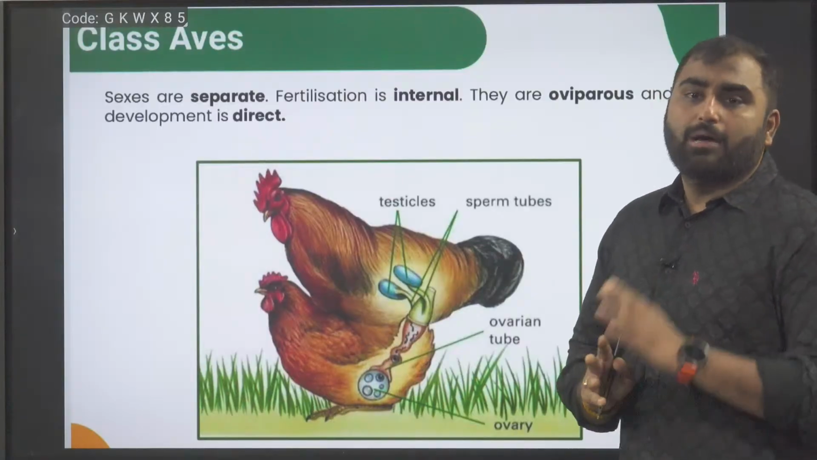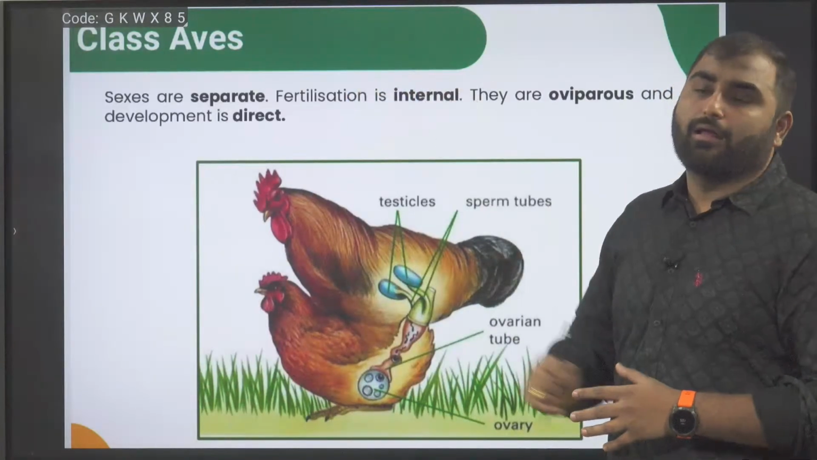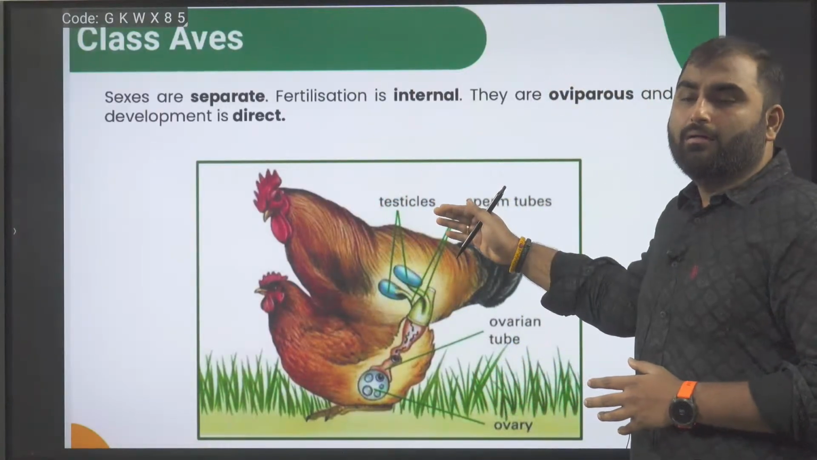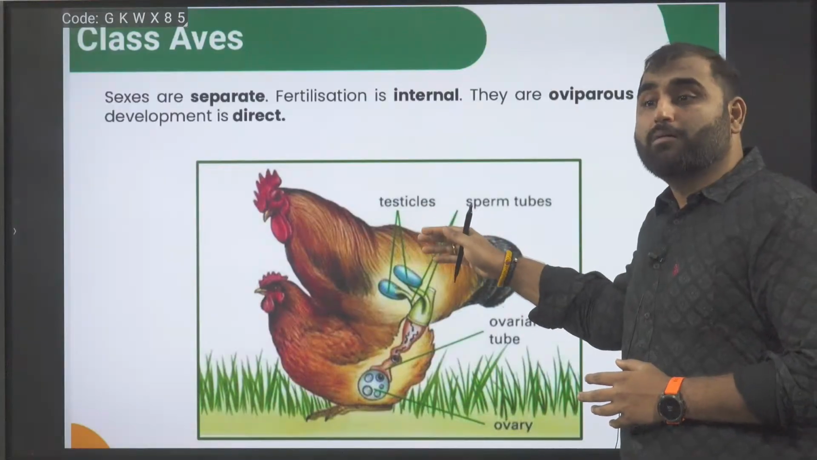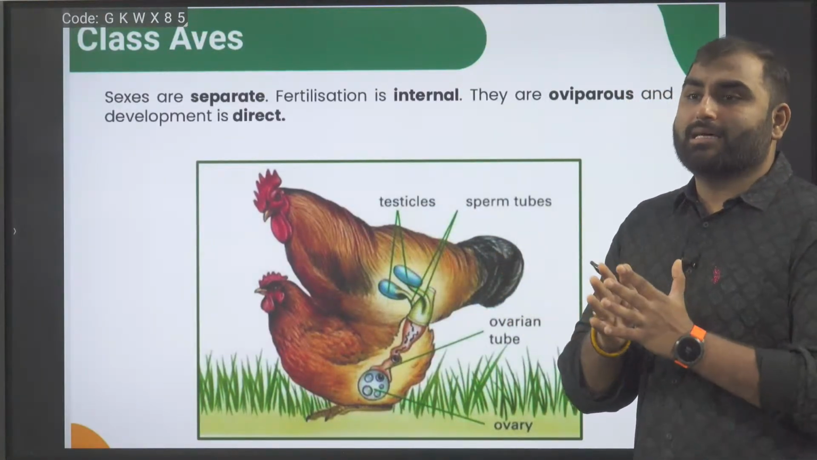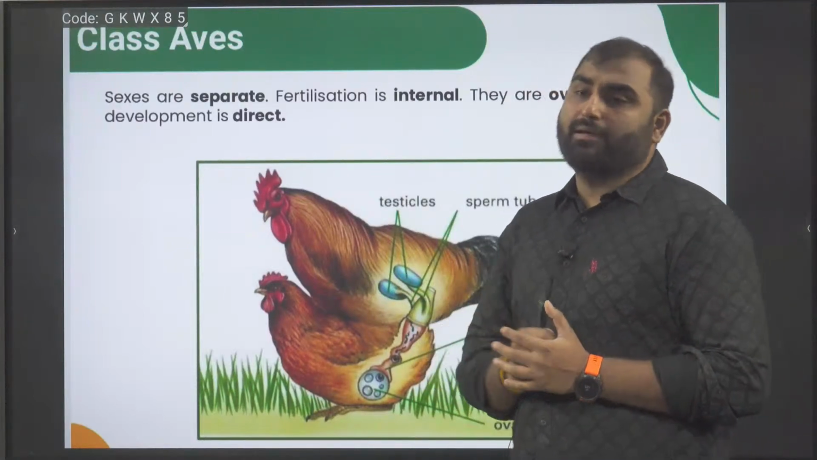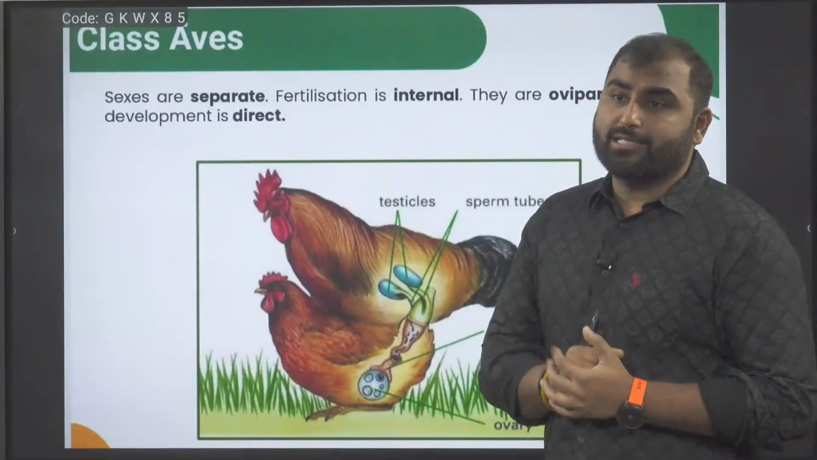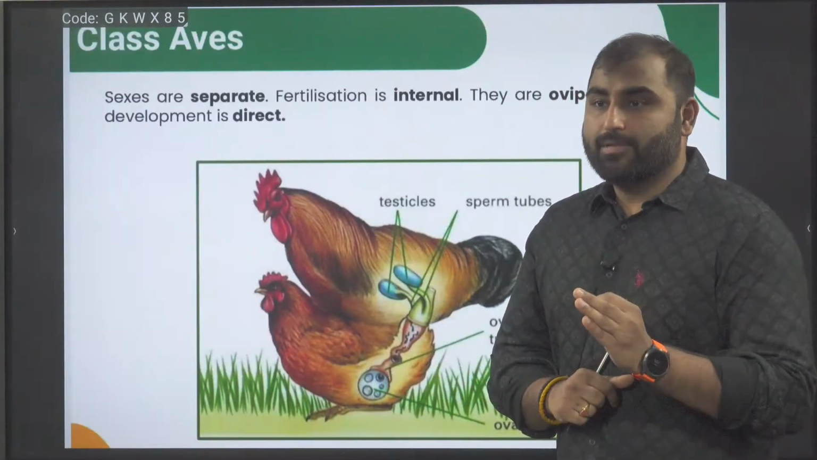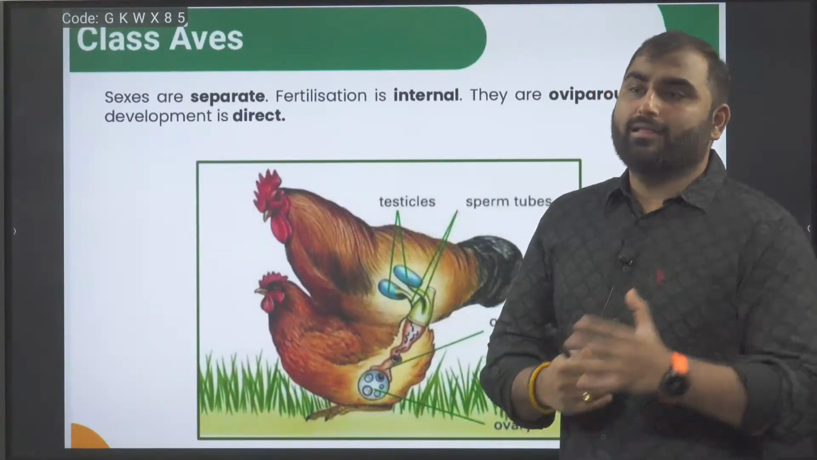Sexes are separate. Male and female are separate, dioecious in nature, and fertilization is internal. So here you are looking at a male bird which is transferring the sperms directly through their cloacal opening into the female body. The cloacae are just getting in contact, and the male is able to transfer the sperms directly into the female body. And this is an internal fertilization. What we are seeing here, internal fertilization is present. So cloacae are just coming in contact. The male is able to release the sperms directly in the female, right?